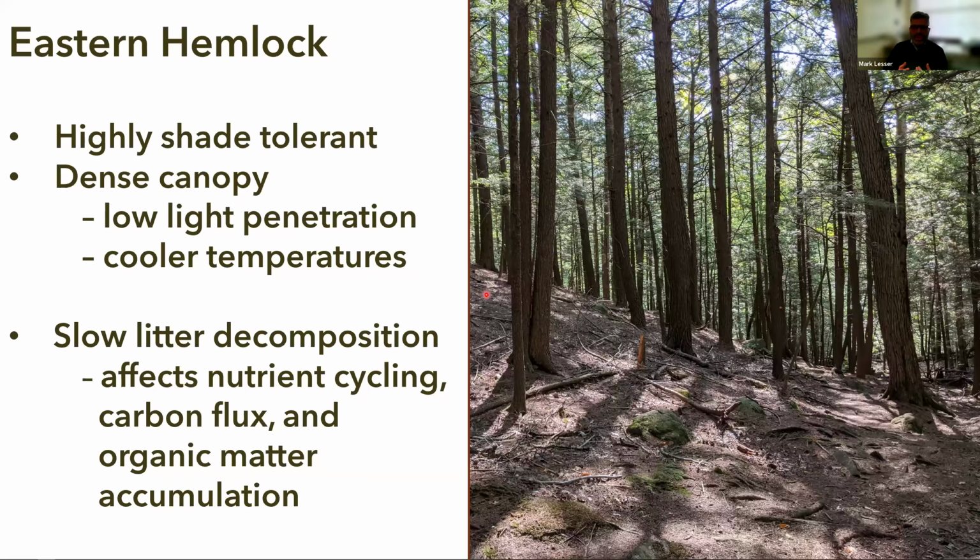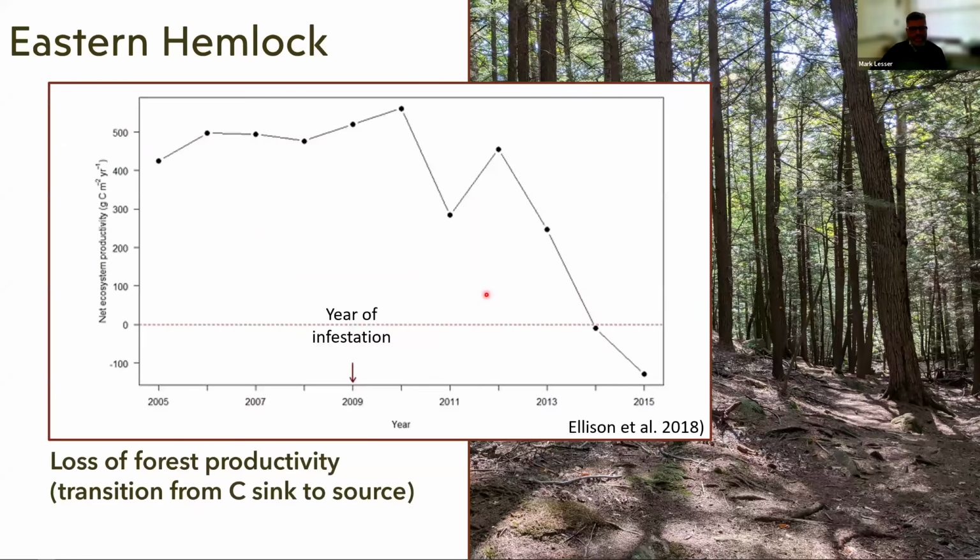It also affects the temperature of the forest floor, everything from the microbial community to the understory and shrub layers. Very slow litter decomposition, which affects nutrient cycling, carbon flux, and organic matter accumulation. And so the ecosystem services and processes in hemlock forests are very different from other forest types within the Adirondack region. And hemlock woolly adelgid, moving into the Adirondacks, and I'm not going to talk too much about that because that's what Jesse's going to talk about, but potentially has very profound impacts.